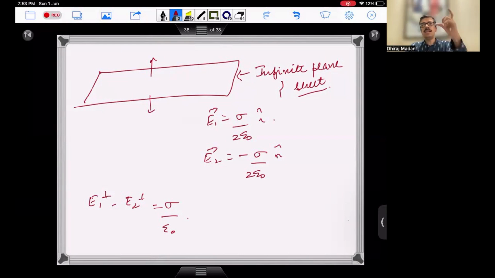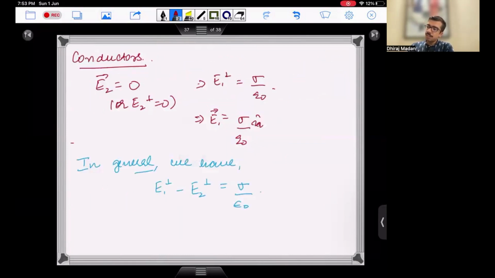But this result, if you remember, was only when the sheets were infinite. Then they are essentially sigma over 2 epsilon naught n cap and minus sigma over 2 epsilon naught n cap. This is not true in general for finite patches. In the conducting case, we computed the result for any finite patch, and this difference result is true in general, whether the surface is finite, infinite, conducting, or non-conducting. This is always true.